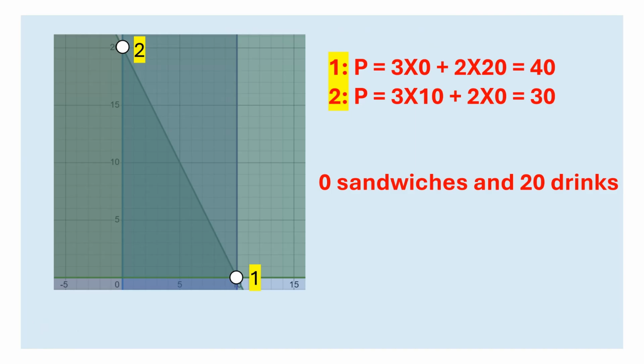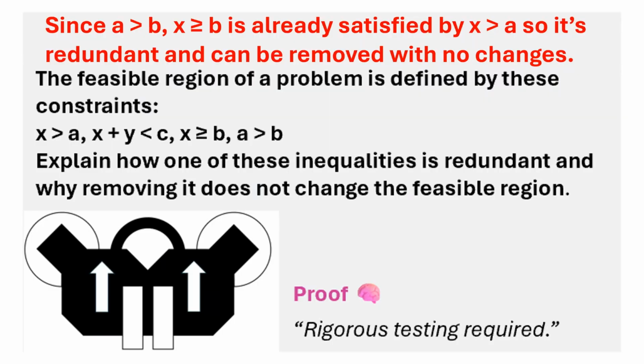Then for our proof question, I would say it's a pretty easy proof question today. All you have to really say is that if A is greater than B, already stated, then X is greater than A is already going to mean that X is greater than or equal to B. So you can just get rid of X is greater than or equal to B.